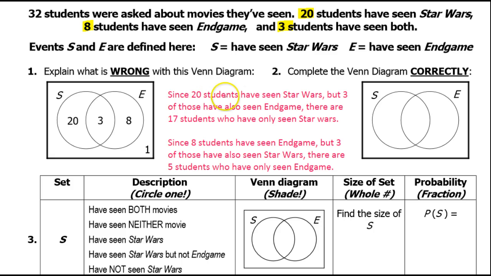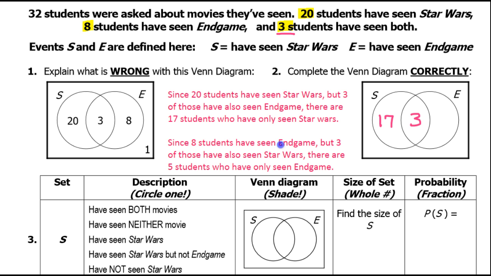So since 20 students have seen Star Wars, but 3 of those have also seen Endgame, then there are 17 students who have only seen Star Wars. In other words, look, we know that there are 3 students who have seen both movies. Since there are a total of 20 students who have seen Star Wars, that leaves 17 in this part of the Venn diagram for a total of 20.